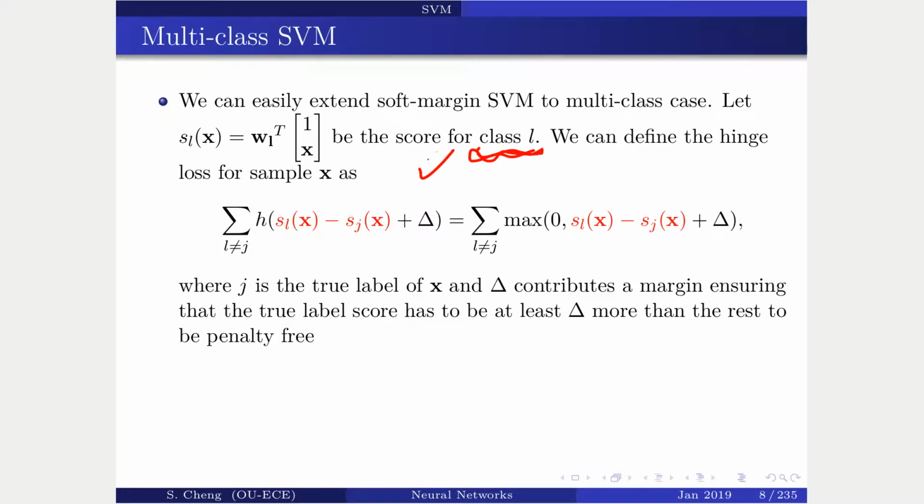The problem, this is actually correct, but actually J is the true label. I always have trouble like this, but the point is, as long as you get the main idea here, you can figure out the sign and all these things. So the main idea is when this H is negative, then there's no loss, right? So I want this thing to be negative. Therefore I want Sj to be bigger than SL plus delta. So therefore it's correct. So that's fine.